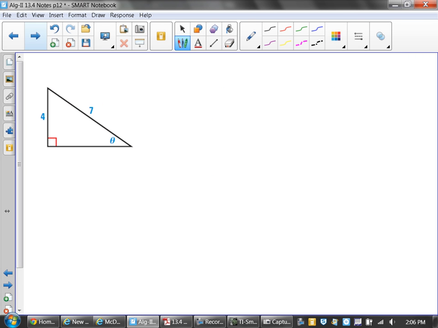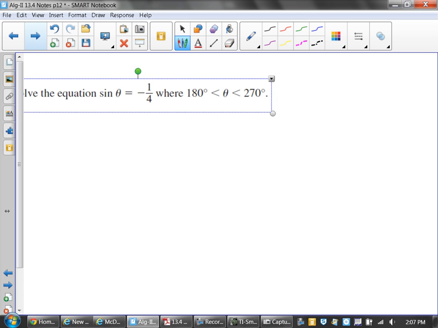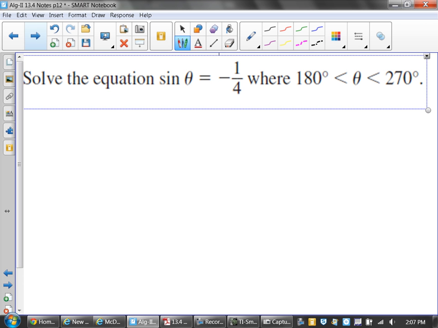What trig function are you going to use? Sine. Well, you're going to use sine to solve it with your calculator. All right, so now let's figure out what we do with this. We're going to start solving equations with trig functions. Again, what I want you to think about here is: solve the equation where sine of theta is equal to negative 1/4.